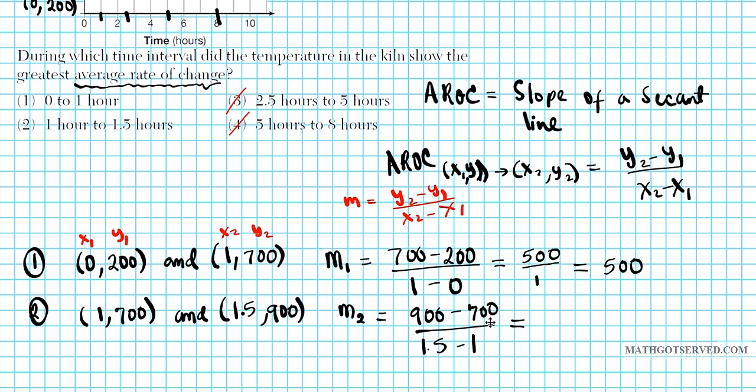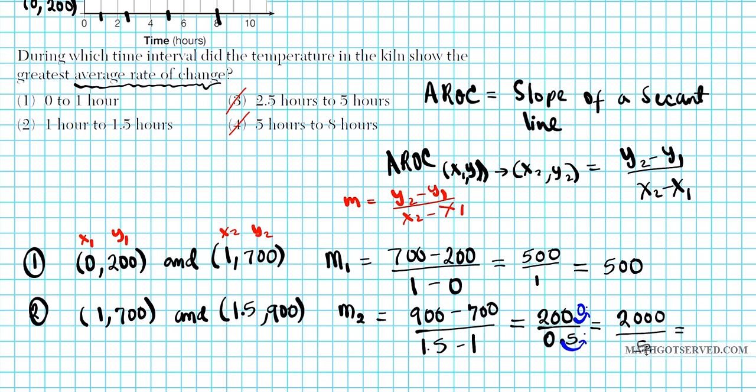900 minus 700 is 200. 200 over 1.5 minus 1 is 0.5. You can do this with your calculator, or you can change this into a fraction, or you can just adjust the decimal points. Okay, so if I adjust the decimal points, I'll move it one place to the back, and then upstairs 1 place to the back. Put a 0 in here, so this is the same thing as 2,000 divided by 5.